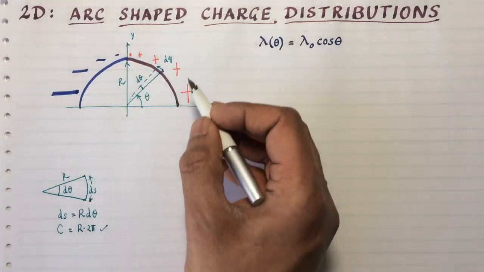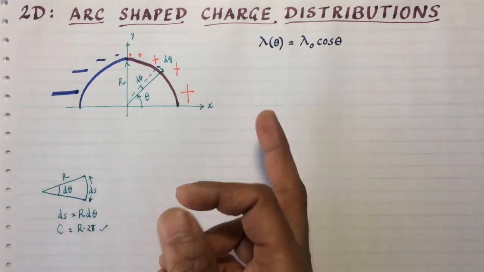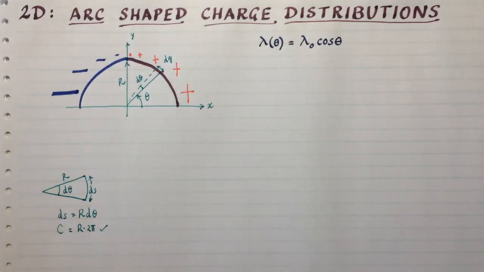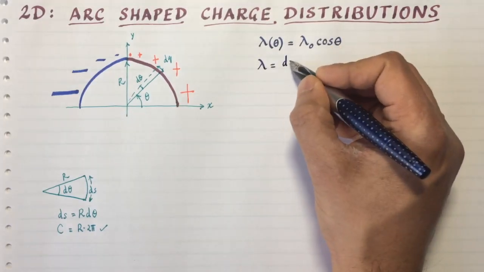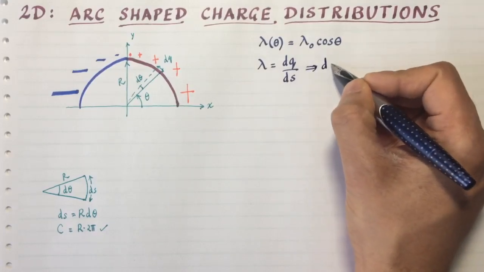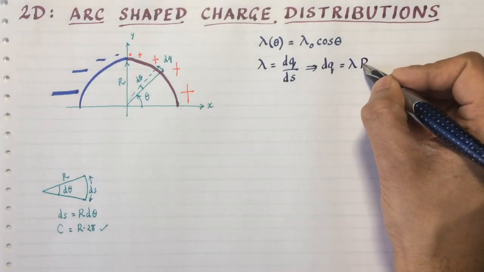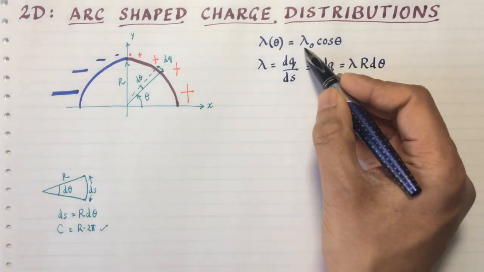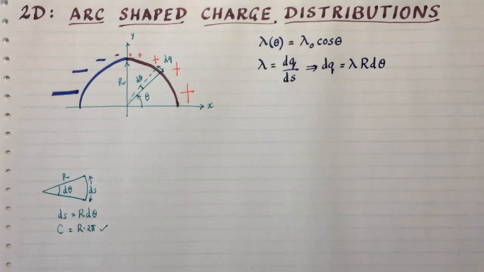So now that we have the connection between dq and lambda, we can immediately write everything in terms of the density function. Remember what we have earlier, lambda is also equal to the rate of change of charge with distance. In this case the distance is the arc length. So I'll get dq equals lambda times ds, which is r d theta. In this case lambda is equal to lambda naught cosine theta, so you put that there and then you're all set. Now the vector nature of the electric field must be taken into consideration.